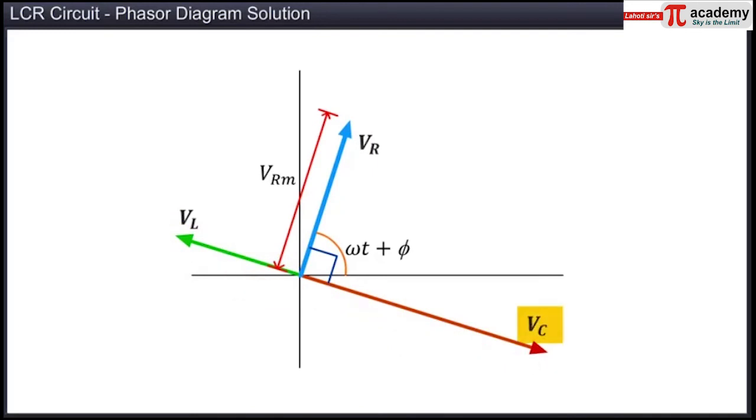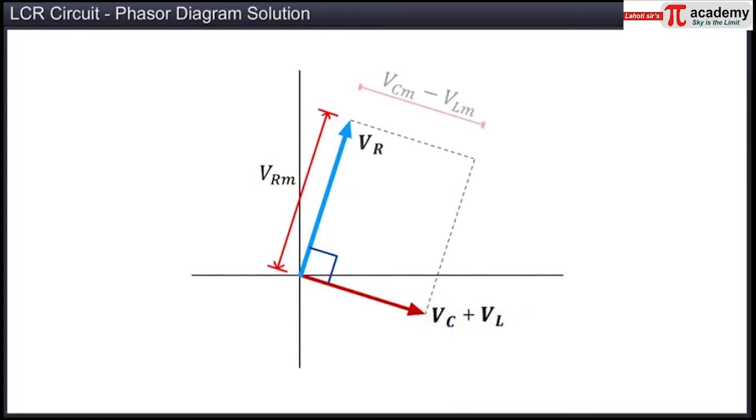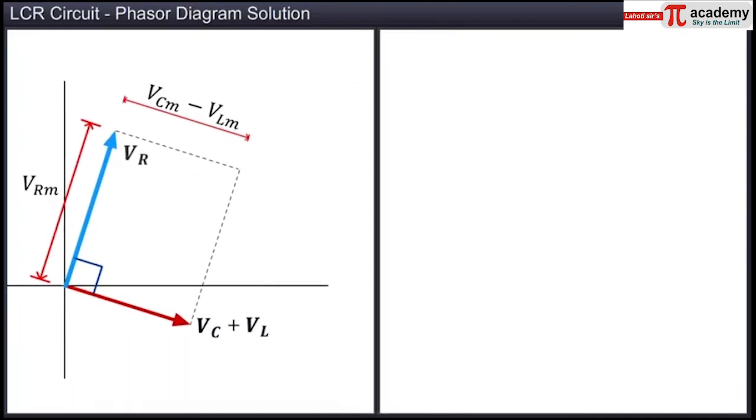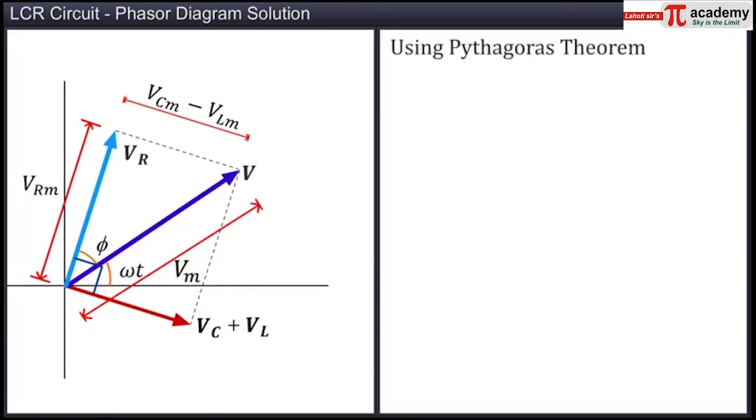Considering the directions of VC and VL on the phasor diagram, we can obtain a single phasor for VC plus VL with the magnitude of Vcm minus Vlm. Here, we assume that the capacitive reactance XC is greater than the inductive reactance XL, and hence we have Vcm greater than Vlm. The phasor with the magnitude Vcm minus Vlm is at right angles to the phasor with the magnitude Vrm. The amplitude of applied AC voltage Vm can be calculated by using the Pythagorean theorem on the simplified phasor diagram.